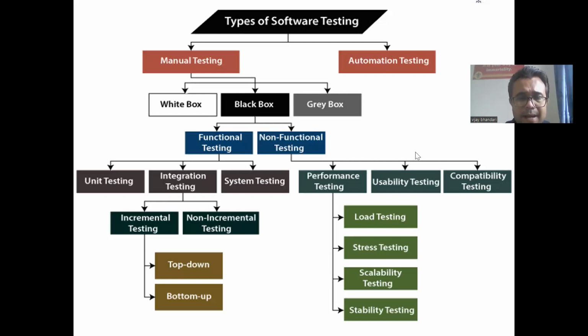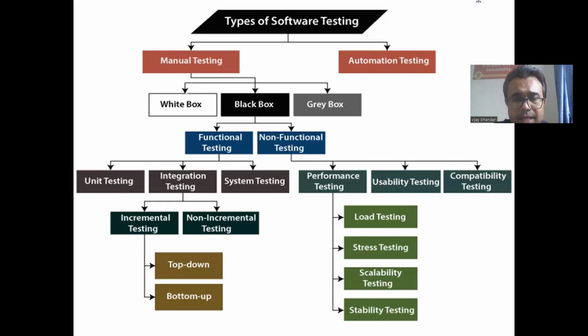The white box testing, black box testing, gray box testing. Basically, white box testing is based on the functional and non-functional testings, black box. So unit testing, integration testing, system testing, other types of functional testings. Now we come to integration testing.